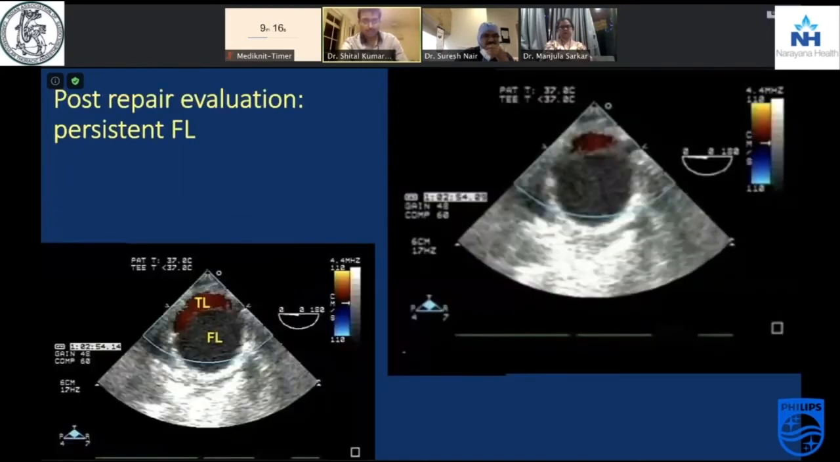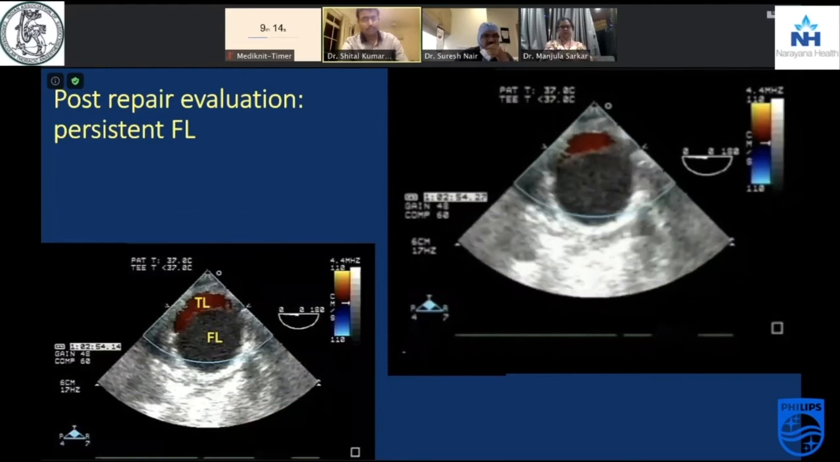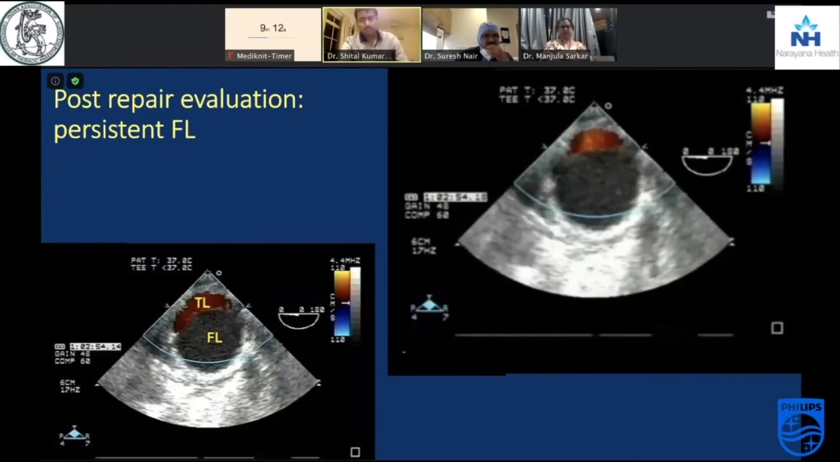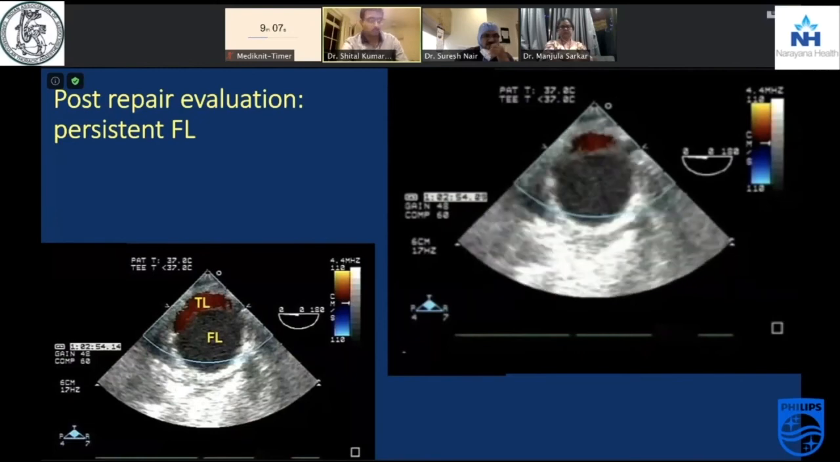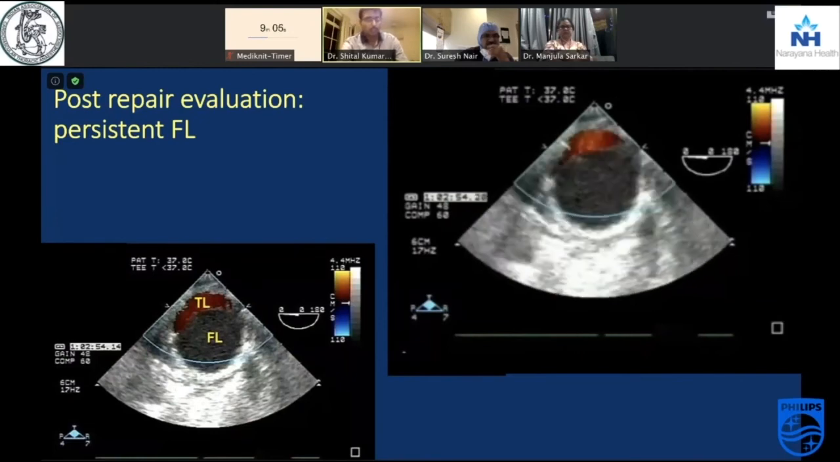So, post-repair evaluation, you may sometimes have persistence of the false lumen. The dissection might proceed all the way to the descending aorta, even up to the iliacs. It's not uncommon to see the persistent false lumen.